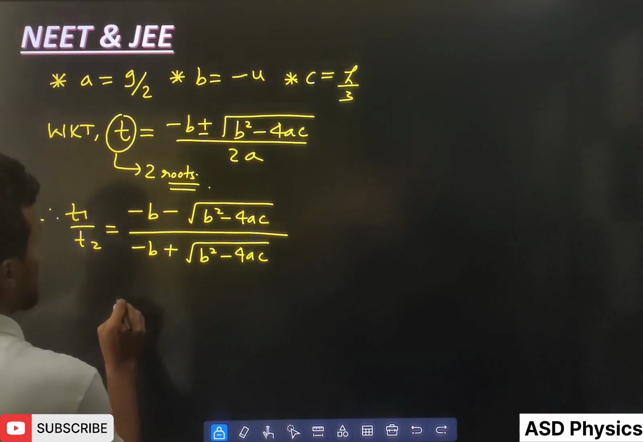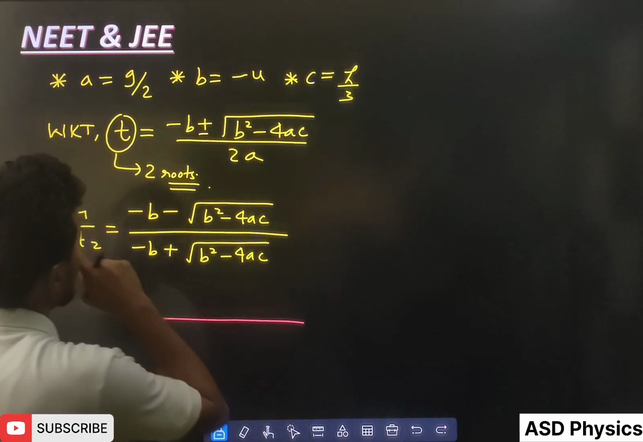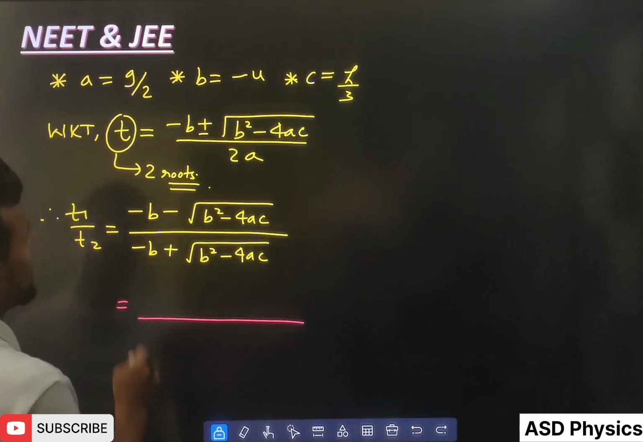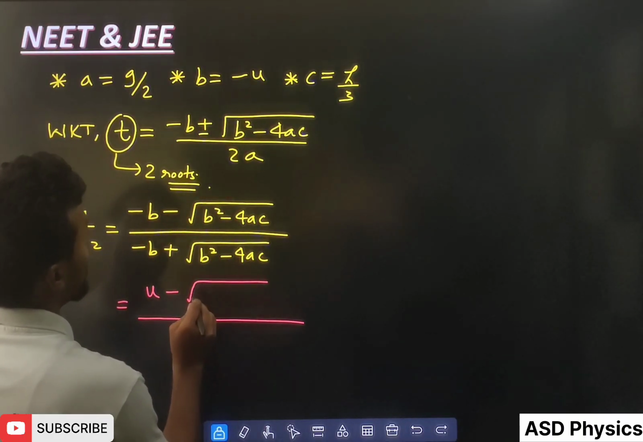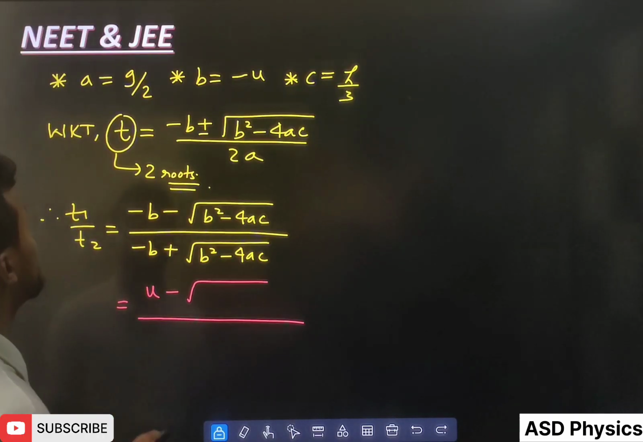So let me put the values here. What is the value of b? b, you know, is minus u, so minus minus will cancel out, so u minus square root of b square. b square, how much here?